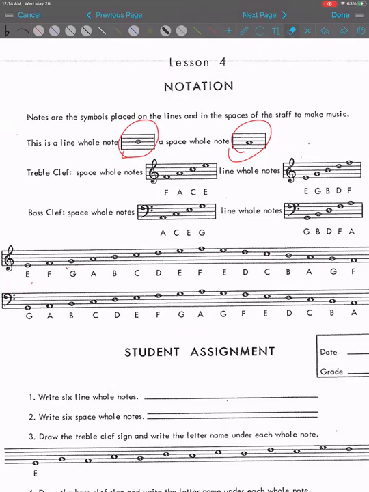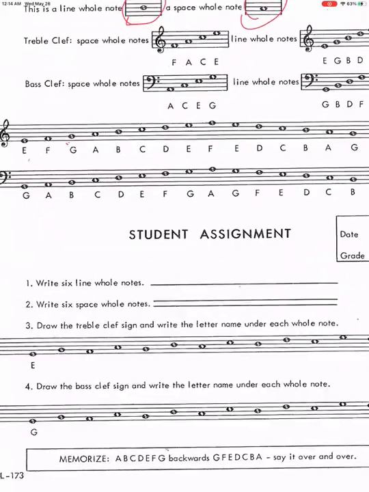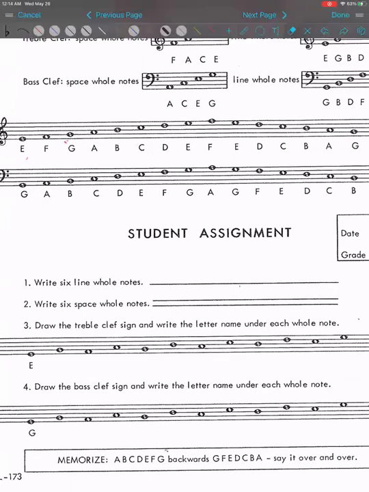All right, let's do some exercises about writing notes. Question 1. Write 6 line whole notes. So that means you have to make sure the notes are crossing on the line like this. I'm going to draw 6 of them. Make sure they are not too small, or too big. You need to be just right. So let's do a few of them and make sure you close the circle.